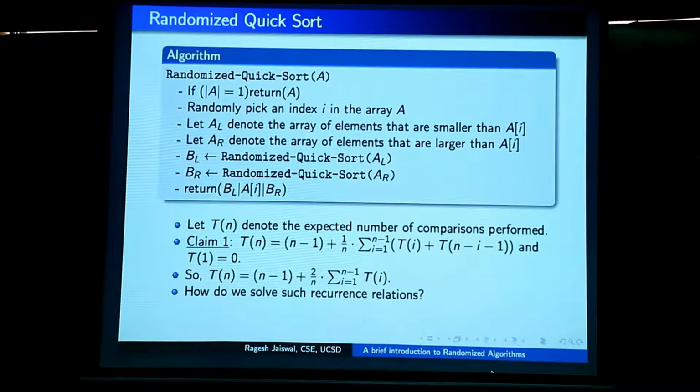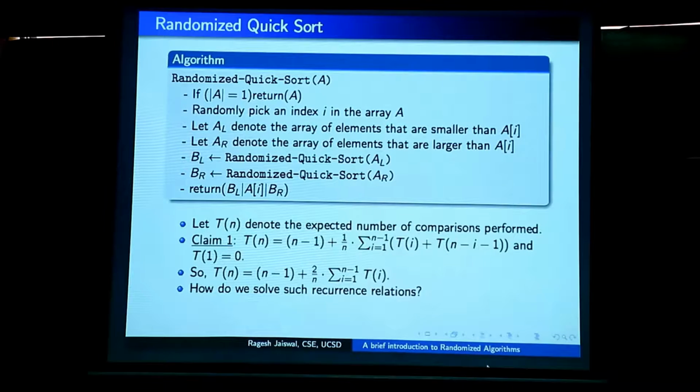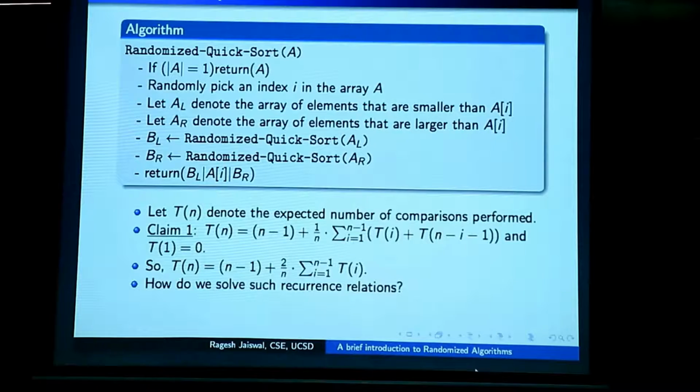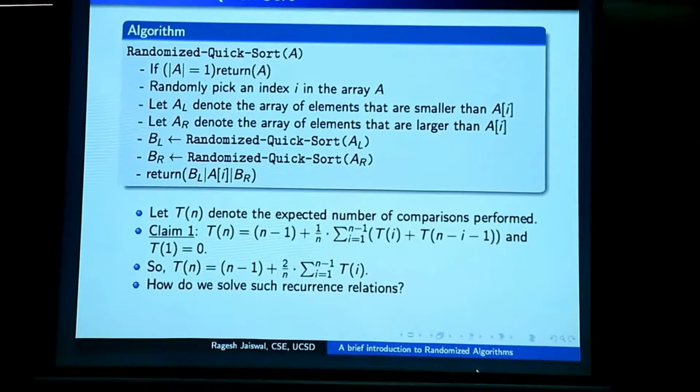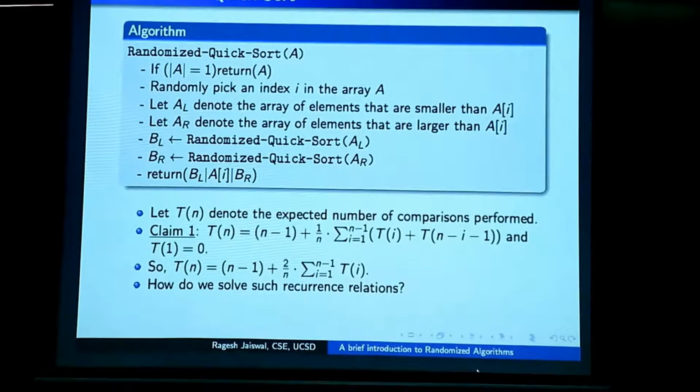You're right. But maybe if you are not listing T of 0 because it takes 0 comparisons, then in the summation, when i is n minus 1, T of n minus i minus 1 is actually representing T of 0. It's okay, we just put a 0 over here, right? So it's fine. I'll make the correction.